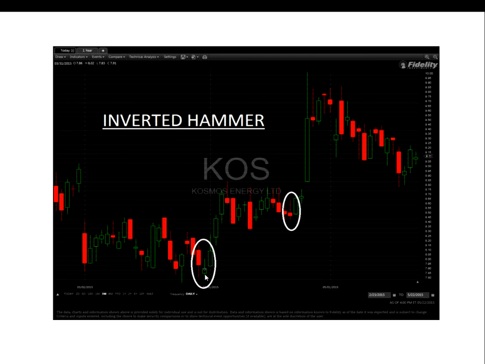Again, downtrend into the inverted hammer. We have the body with the long wick on top. Over here we also had a downtrend into an inverted hammer with the body and the long wick on top. Again, these can be green or red. It's better if it's green, but either way it's an inverted hammer.